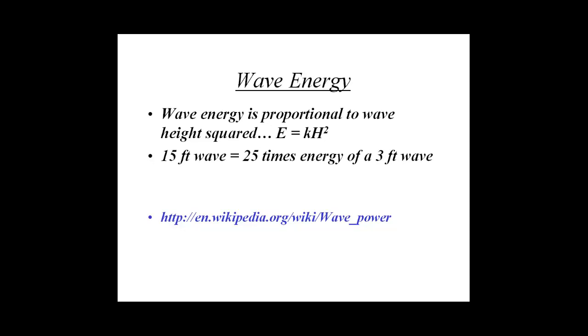Wave energy is proportional to the wave height squared. So the energy of the wave is a constant times the height squared. So a 15-foot wave is 5 times the height of a 3-foot wave. Therefore, 5 squared becomes 25 times the energy of a 3-foot wave. A 15-foot wave is 25 times the energy of a 3-foot wave, okay? Here's a reference for that as well.